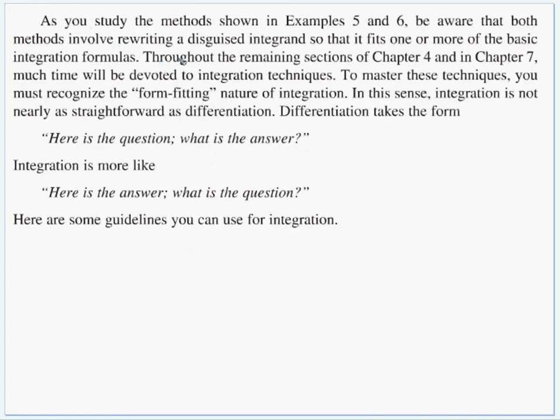As you study the methods we see in examples 5 and 6, be aware that both methods involve rewriting a disguised integrand so it fits one or more of our basic formulas. Throughout the remaining sections of Chapter 4 and some in Chapter 7, much time will be devoted to integration techniques. Chapter 7 we're not going to get to. That would be a Calc 2 topic. To master these techniques, you must recognize the form-fitting nature of integration.